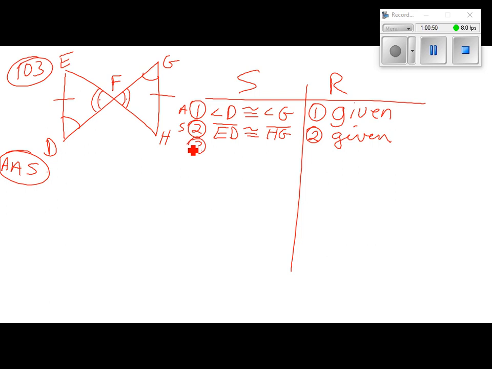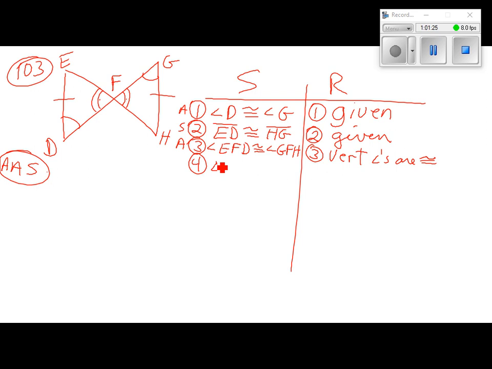Is that enough to say the two triangles are congruent? Angle EFD, make sure you're using your symbols, is congruent to what angle? GFH. How do we know that? Please make sure to say vertical angles are congruent. If you just put vertical angles, that's wrong. Put an A out here. Is that enough to say the two triangles are congruent? Yes.